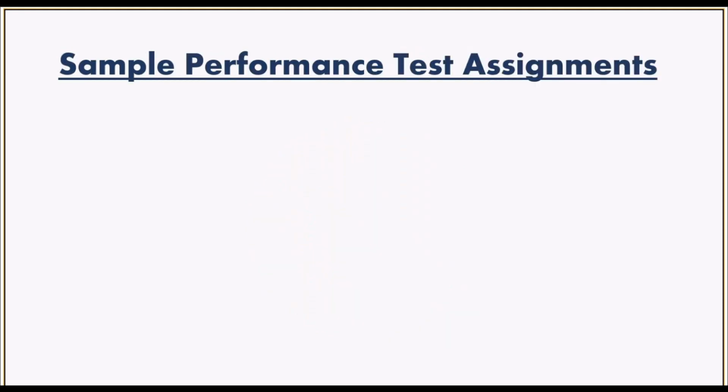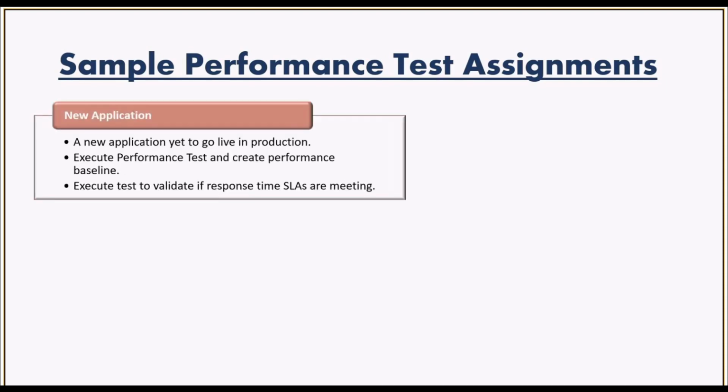Now let's see what kind of performance testing assignments we get in the real world. First, let's see what kind of assignments we get when there is a new application. Client has a new application which is yet to be deployed in production. Requirement is to execute a performance test and create a performance baseline. Also, we need to validate if response time is meeting the SLAs or not. So this kind of assignment we get when there is a new application.